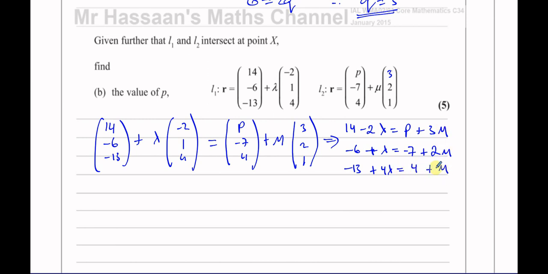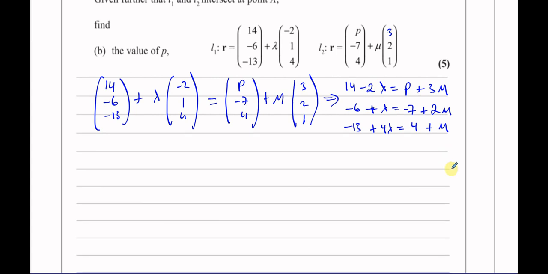So we have three equations here that we can use, and we can find the value of p if we know what lambda and mu are. If I know what lambda and mu are, I can replace them with what they are, and I can then find what p is. So I need to find what lambda and mu are. Now I have three equations here, so I'm going to choose the second and the third equation in order to find mu and lambda by using simultaneous equations.